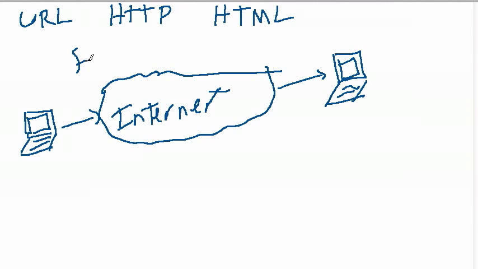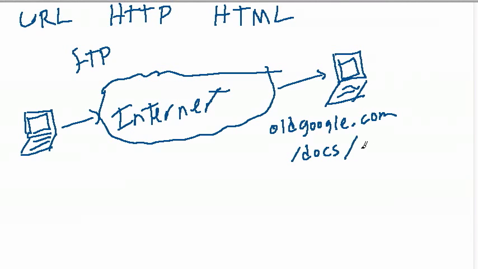And there was, for example, the FTP protocol, the file transfer protocol. You could use that if this guy was running an FTP server, and you run your FTP client, you could go to this machine, say that was old Google, because Google didn't exist back then, .com, and once you went to that machine, you would go to some directory called docs, and in there you would find file1.txt. So that was the state of things.